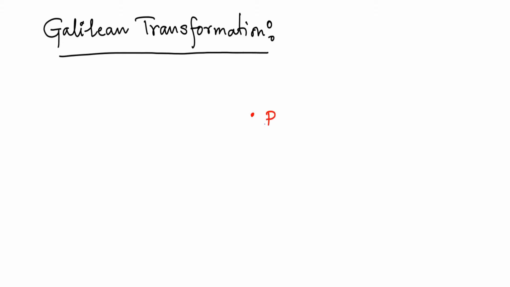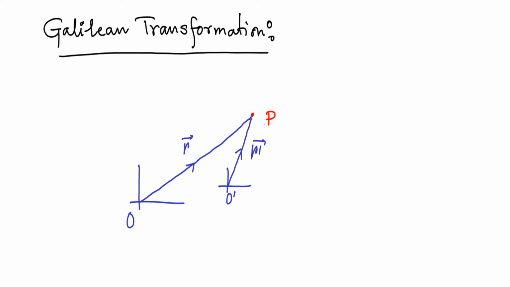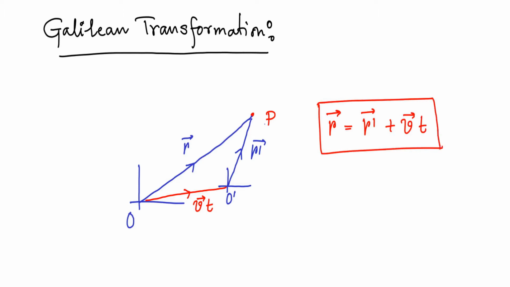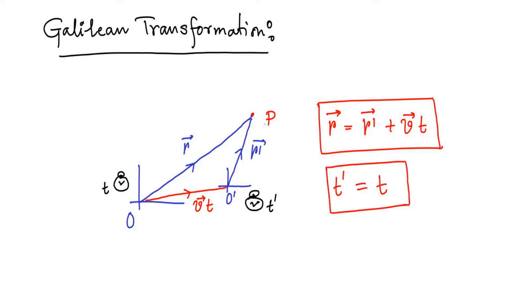Consider a particle P whose position with respect to an observer O is given by the vector R. With respect to another inertial observer O prime, the position is given by the vector R prime. If the O prime frame is moving with a constant velocity v with respect to the observer O, then these two position vectors, as well as the elapsed times of these two observers, can be related, as you see here. So by Galilean transformation, one refers to these two relations.